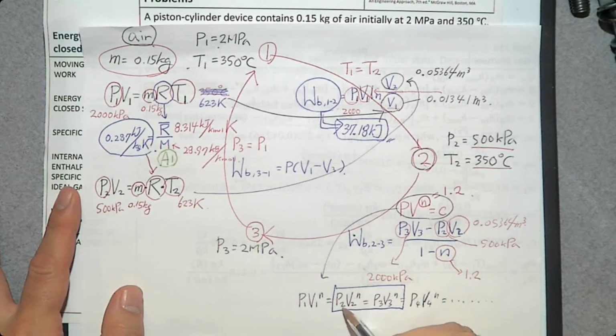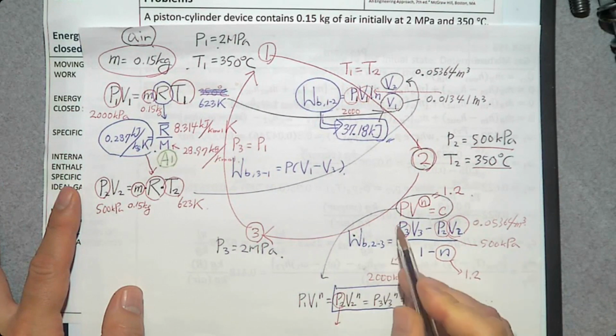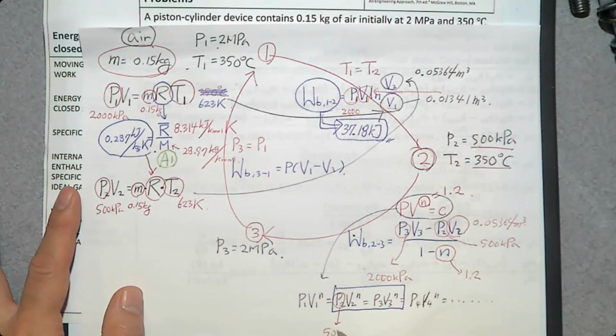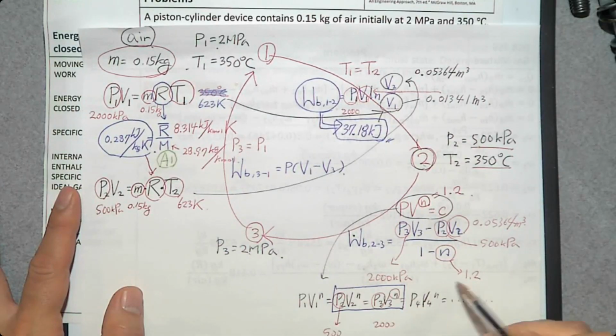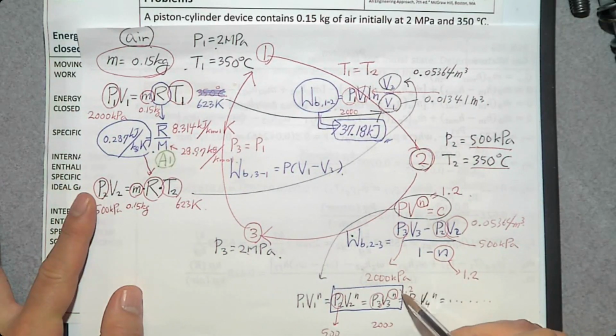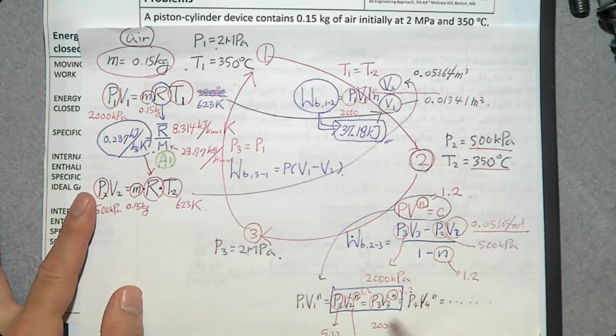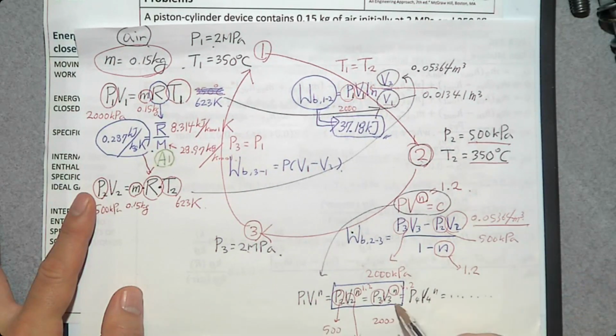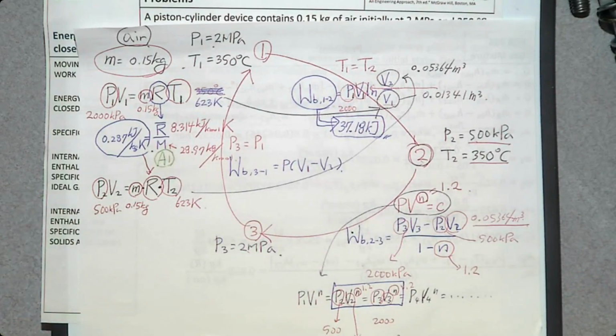Then in this equation, do we know P2? Yes, 500. Do we know P3? Yes, 2000. Do we know N? Yes, 1.2. Do we know V2? Yes, this number, 0.05364 cubic meters. Then can you determine V3? Now, yes.